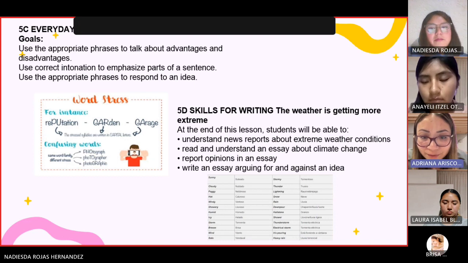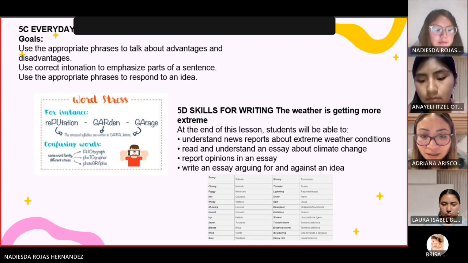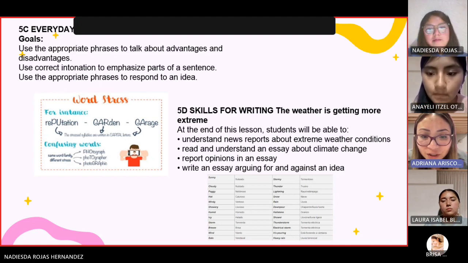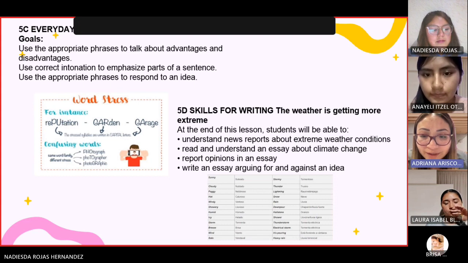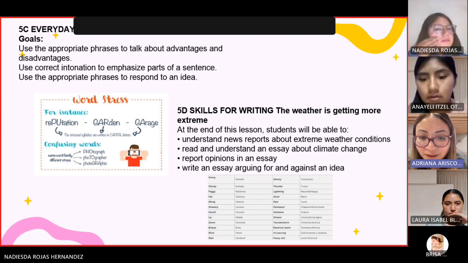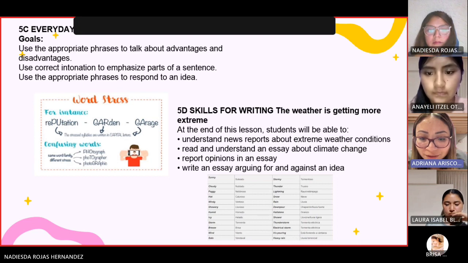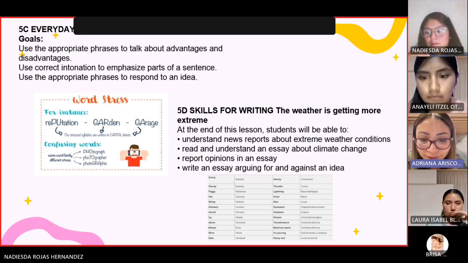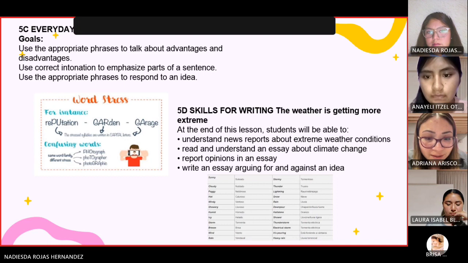Example: sunny, cloudy, foggy, hot, windy, showery, humid, storm, breeze, wind, stormy, thunder, snow, rain, shower, thunderstorm, electrical storm, it's pouring. Next.